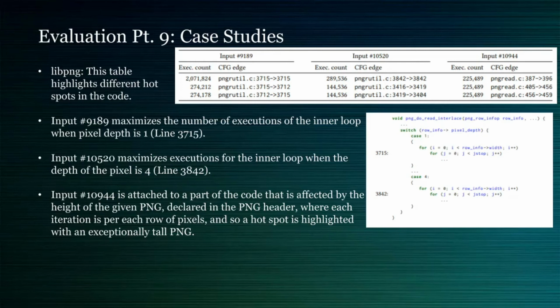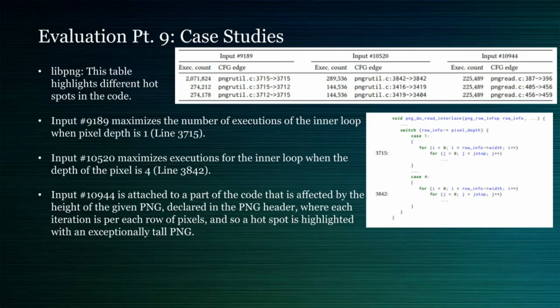So for the first input, we can see input number 9189 with a pretty big execution count of 2,071,824 times. It maximizes the executions of an inner loop when pixel depth is 1 at line 315. A pixel depth of 1, by the way, would just be a picture with only a single color. Monochrome is, I think, the more official name for that.